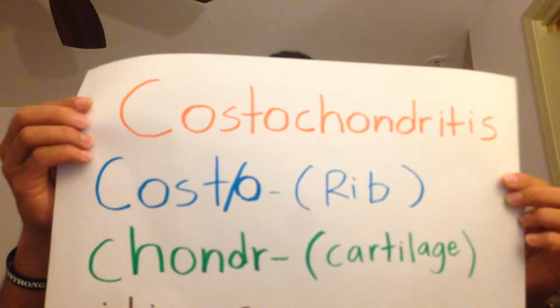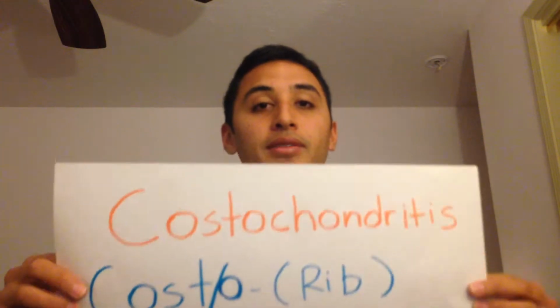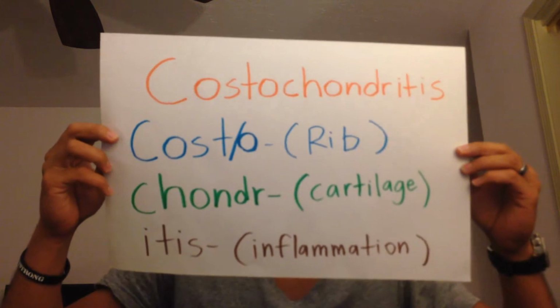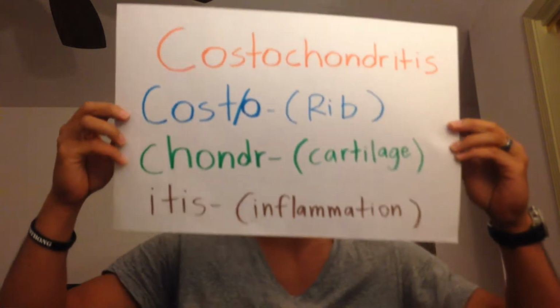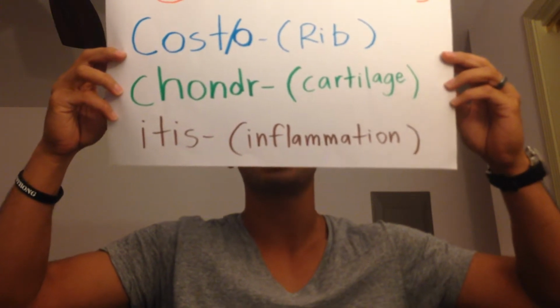For part B of this discussion, I chose the medical term costochondritis. If we break this into smaller words, we have costo, which means rib. We have chond, which stands for cartilage, and the suffix itis, which stands for inflammation.